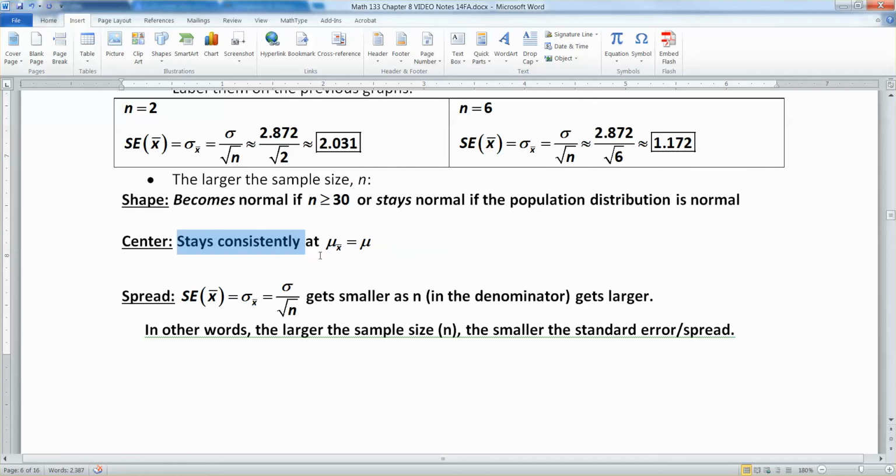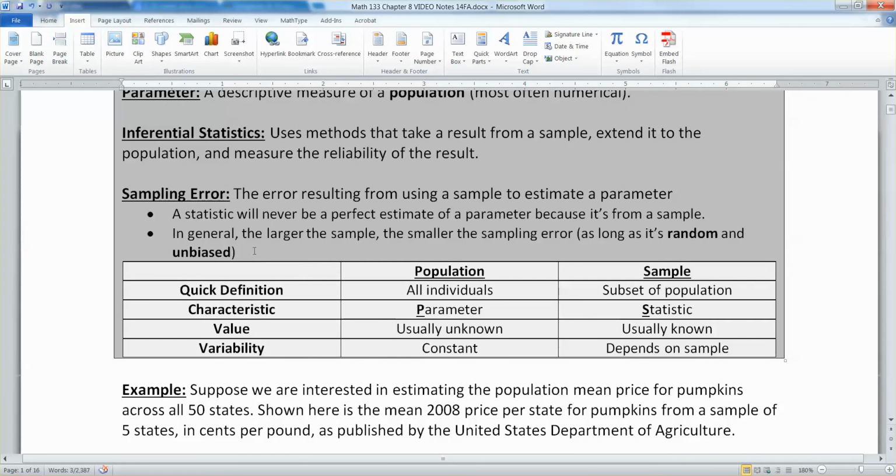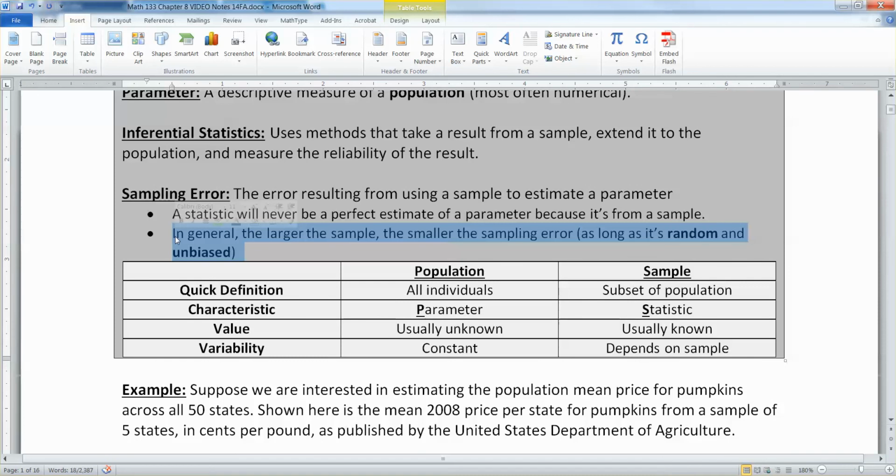Then the center will stay consistently at mu of x bar is equal to mu. And the spread, which is the standard error of your x bar, which is sigma sub x bar, which is sigma over the square root of n, will get smaller. Because as n increases, that means your denominator is increasing. And if you increase the size of your denominator, then your overall number will get smaller. In other words, the larger your sample size, the smaller your error, which backs up what we said way back at the very beginning, right here. We said in general, the larger the sample, the smaller the sampling error. And that's what we're seeing here. The larger your sample, the smaller your standard error. And standard error, if you will, is a measurement to some purposes of that sampling error.